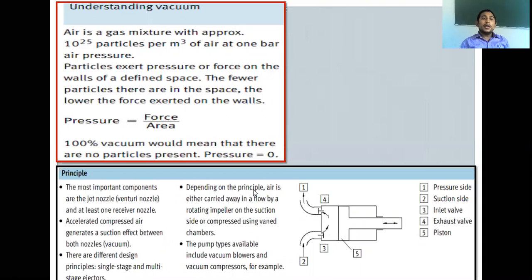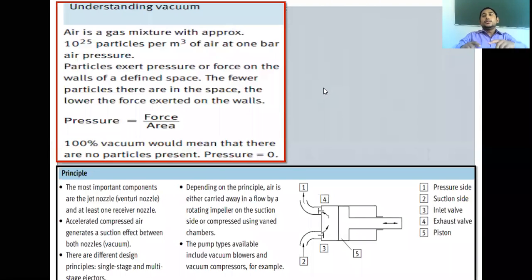Particles exert pressure or force on the walls of the defined space. Wherever pressure increases, that time the particles exert pressure or force on the walls. If we increase the pressure, at the same time the particles bombard toward the wall. The fewer particles there are in the space, the lower the force exerted on the walls. So what is meant by pressure? Pressure is nothing but force upon area.